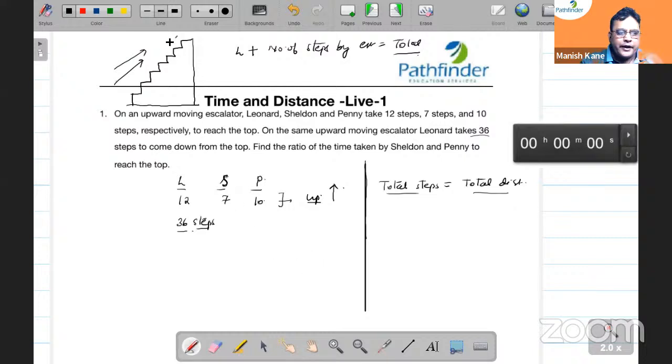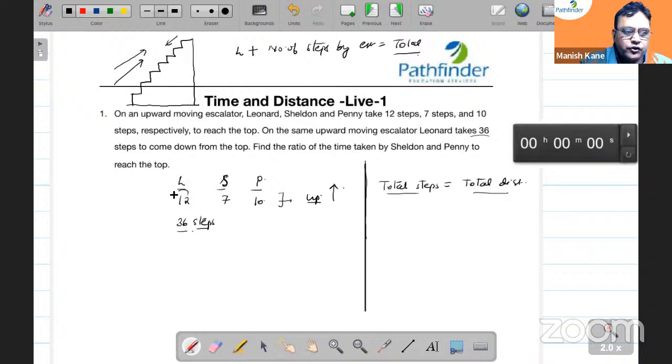And remember, the speed of a person is the same while walking up or while walking down. In terms of number of steps, he will take the same number of steps if he is walking up or if he is walking down, given the escalator is stationary. That's another thing you need to keep in mind.